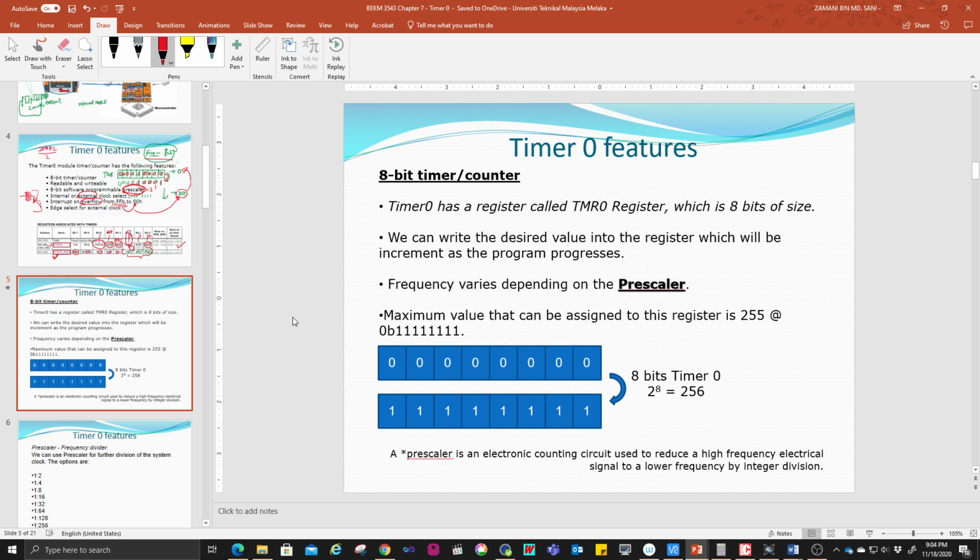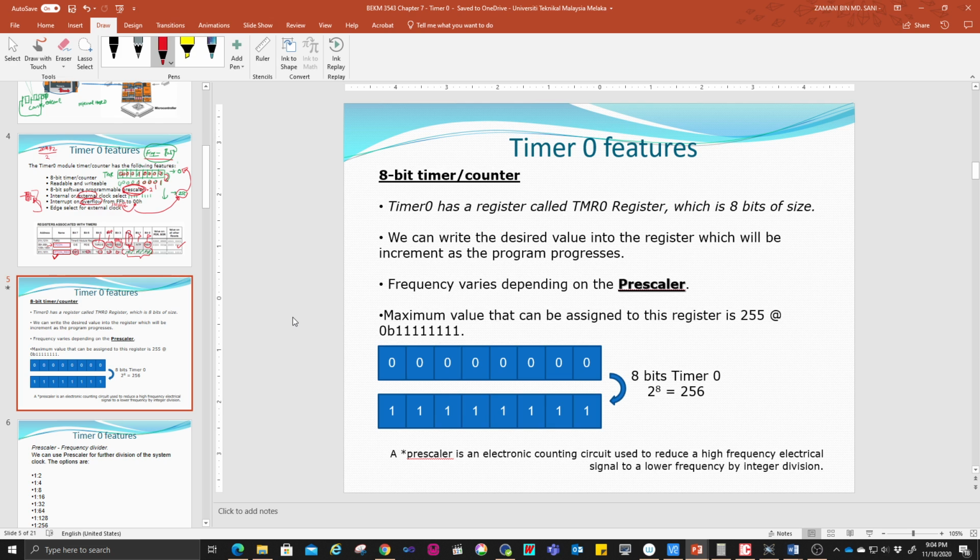So what is the 8-bit timer counter, which is timer 0? It has a register called timer 0 counter, which is 8-bit in size. So we can write the desired value into the register, which will be incremented as the program progresses. It means that when the program is progressing, your timer is going to be counting every time. It will not stop. So the frequency varies depending on the prescaler.